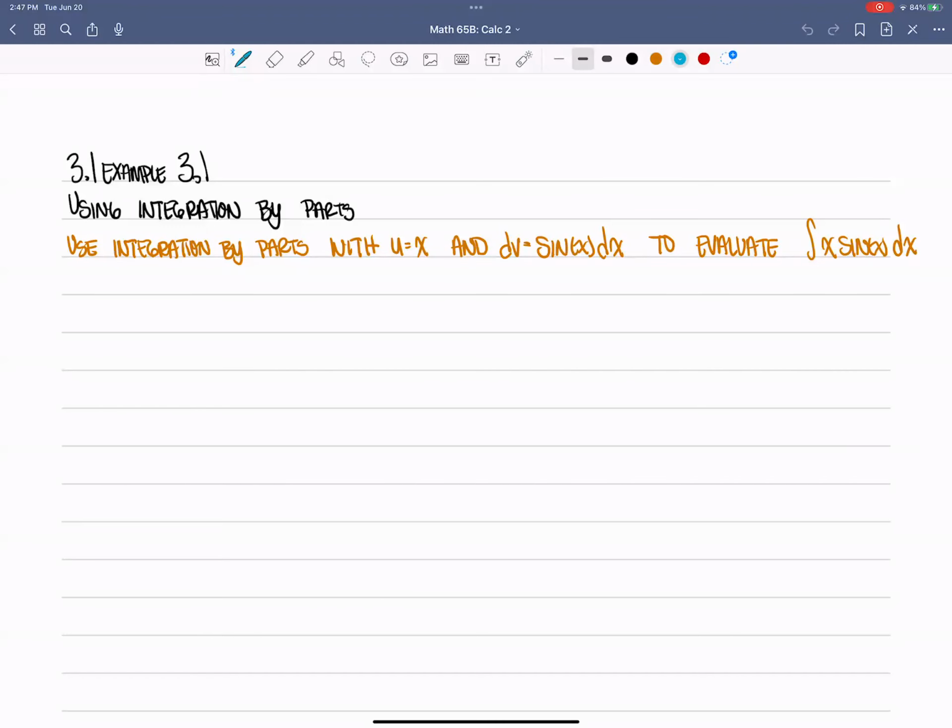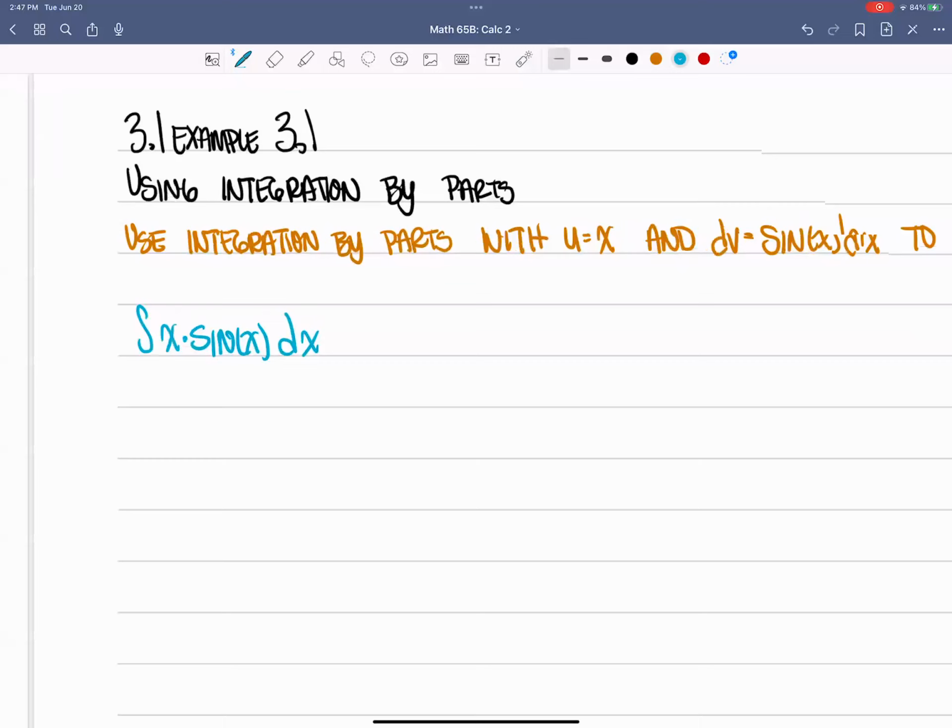Section 3.1, example 1, using integration by parts. Use integration by parts with u equal to x and dv equal to sine x dx to evaluate the integral of x sine x dx. What we're going to do is start by rewriting this. So the integral of x sine x dx. I'll put a little dot here for multiplication.